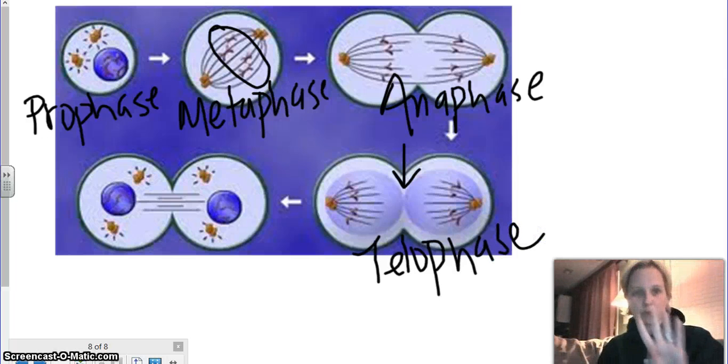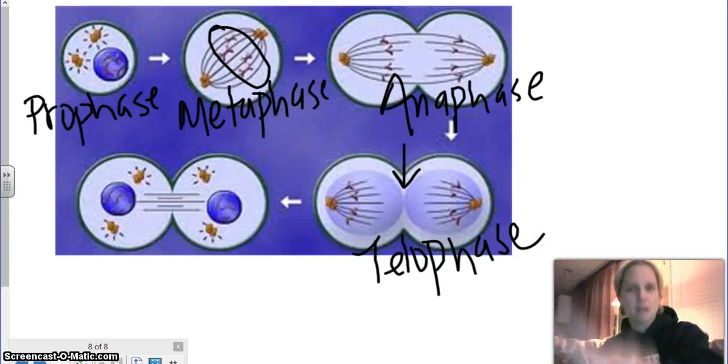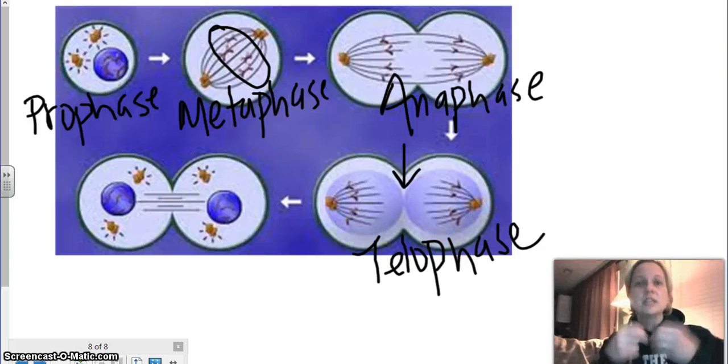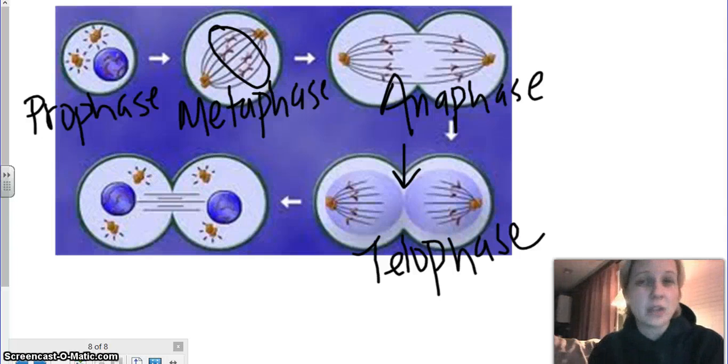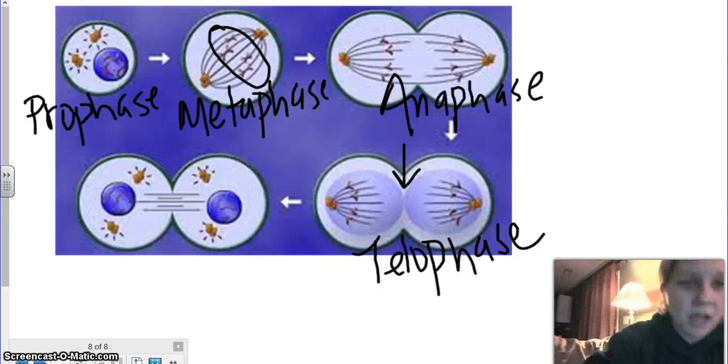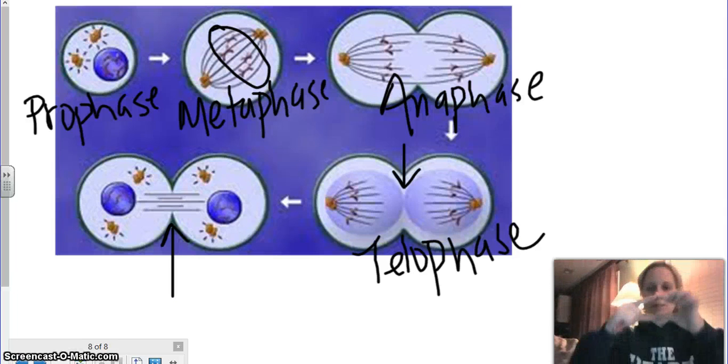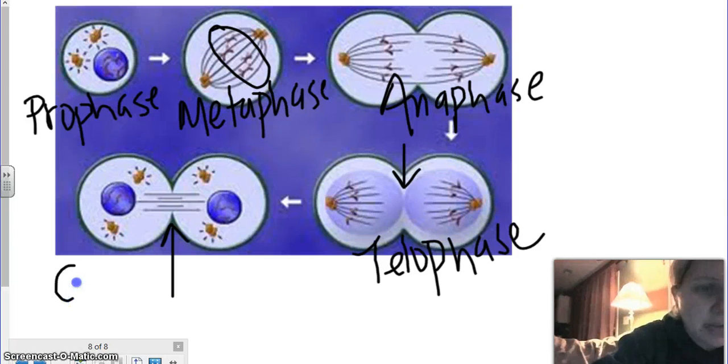So mitosis is 4 phases: prophase, metaphase, anaphase, telophase. The nucleus has divided because that's the definition of mitosis, the division of the nucleus. Well, we don't want to have a cell that looks like this, so we have to divide the cell itself. If you look at this last one, there's a pinching of the cell. It's pinching off. That final phase is called cytokinesis, okay?